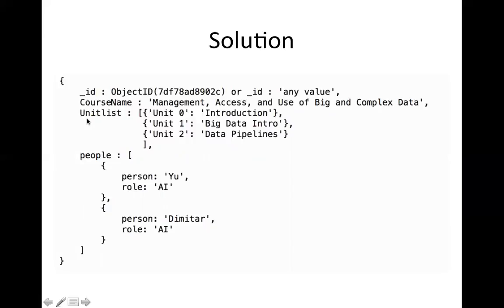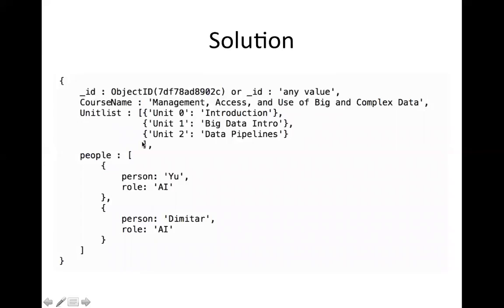Then we are going to store the unit list. Here, I just use a list of objects. For unit 1, I make these key value pairs: Unit 1 pairs to the introduction, and it's our object. So this array will store a list of objects here. Also, if you want, you can store a list.